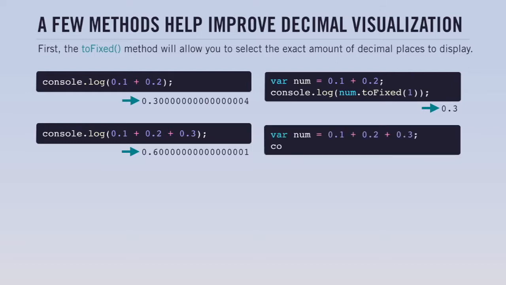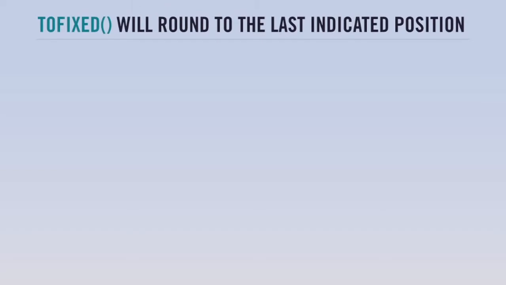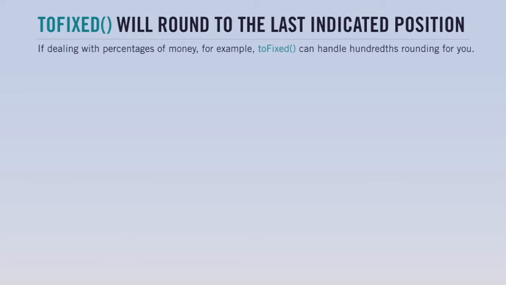If we pass a 4 in to num after we have created a new addition on 0.1, 0.2, and 0.3, we can see that we get 0.6000 for 4 total fixed decimal places. Important to know about toFixed is that it's going to round to the very last indicated position that you have provided. So if you're dealing, for example, with percentages of money, then toFixed can handle that hundredths rounding for you at any time.